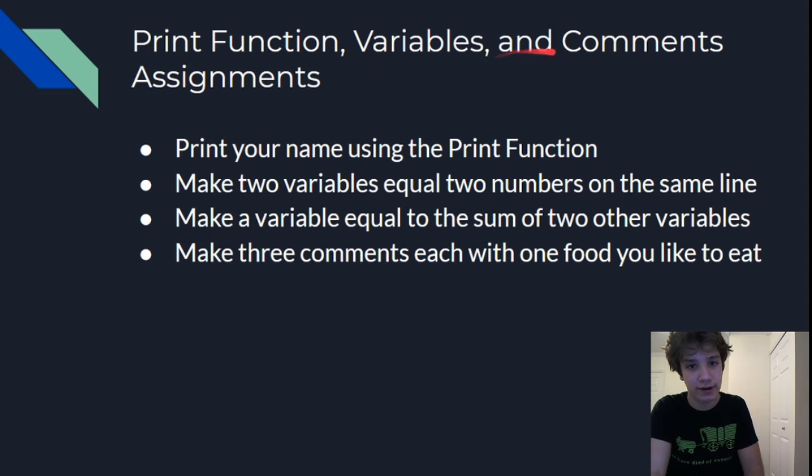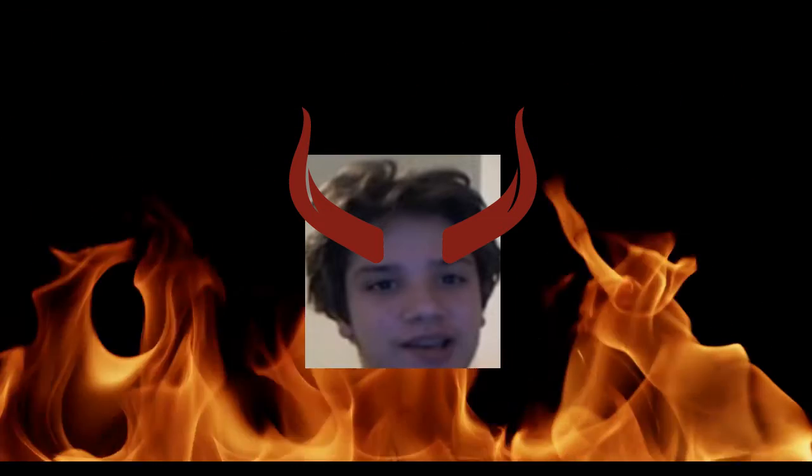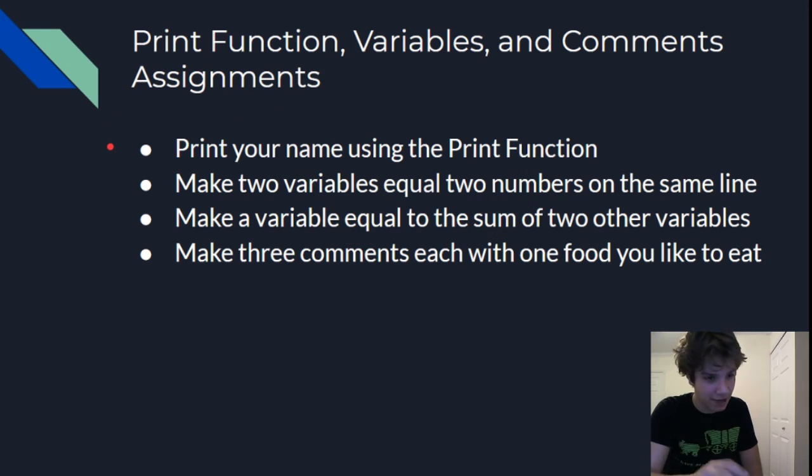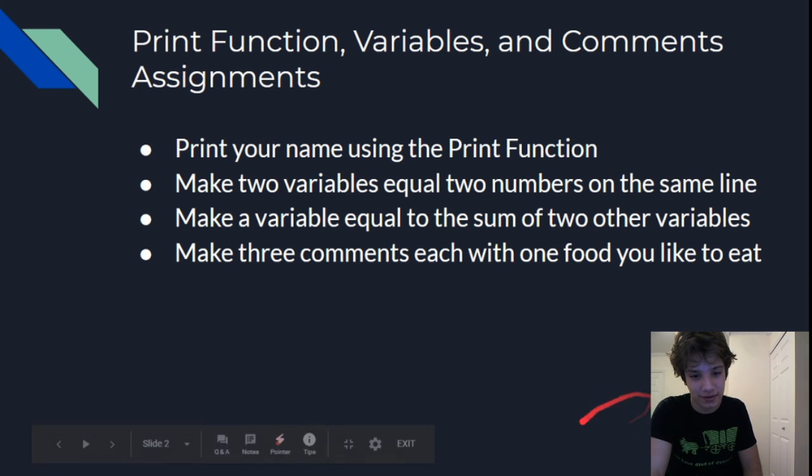It's now time for your assignments in this lesson. Yes, I know, I'm evil. But it's now time for your assignments. So for the first question, you have to print your name using the print function. Then for the next question, you have to make two variables equal to two numbers on the same line. Then for the third question, you have to make a variable equal to the sum of two other variables. And then for the final question, you have to make 3 comments, each with one food that you like to eat. And these are all the assignments for this lesson.